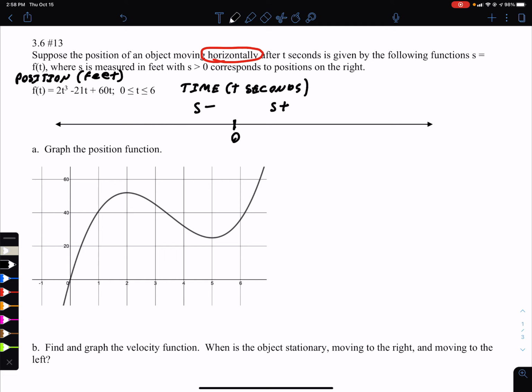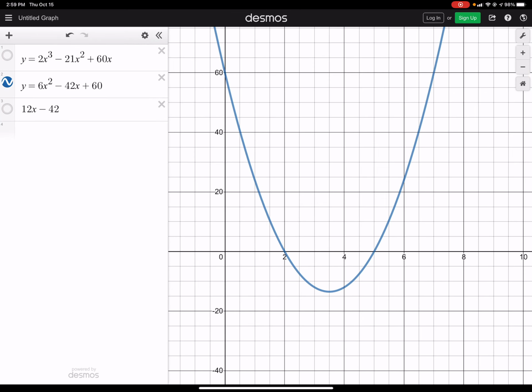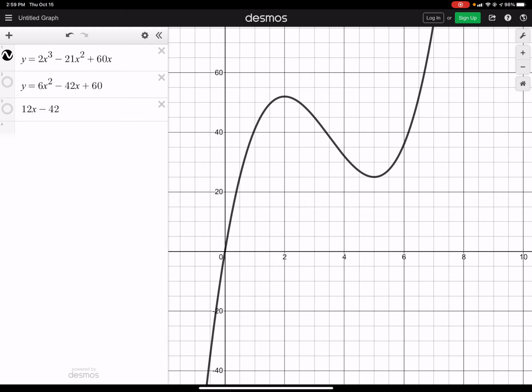All right, the first step, graph the position function. You could do it in your graphing calculator or Desmos. You should be able to do it in either one. So we're going to go to Desmos and graph that: 2t cubed minus 21t plus 60. Oh, what a coincidence, I already have it set there.